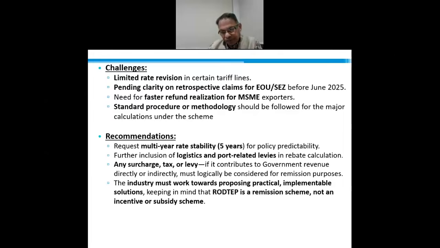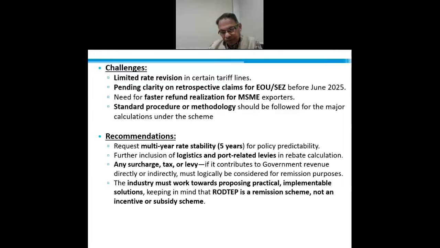My way of thinking is a little different, and I would request the Export Promotion Council to take up this issue. Can you not calculate the rate based on distance and say that for this distance you take this rate? Can this not be done by the government in the first place? I'll tell you why I'm saying this.